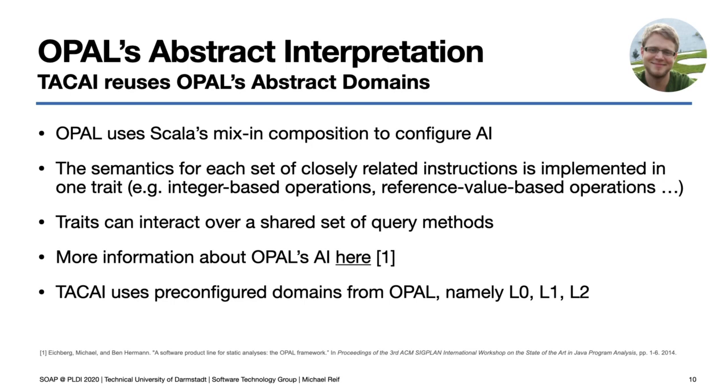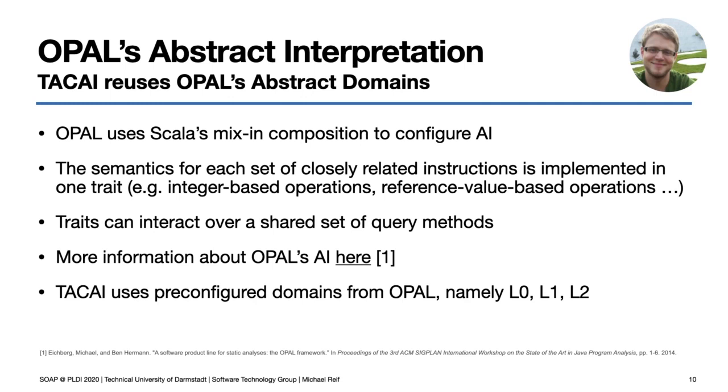And those different traits can be stacked, and they can also interact together over a shared set of query methods. For example, when you have a trait that handles reference values, it has to implement the method isNull, and this is, for example, required for method invocations. Because when you know that a value can be null or can't be null, then you either don't have to, or you explicitly have to trigger a null pointer exception in Java.